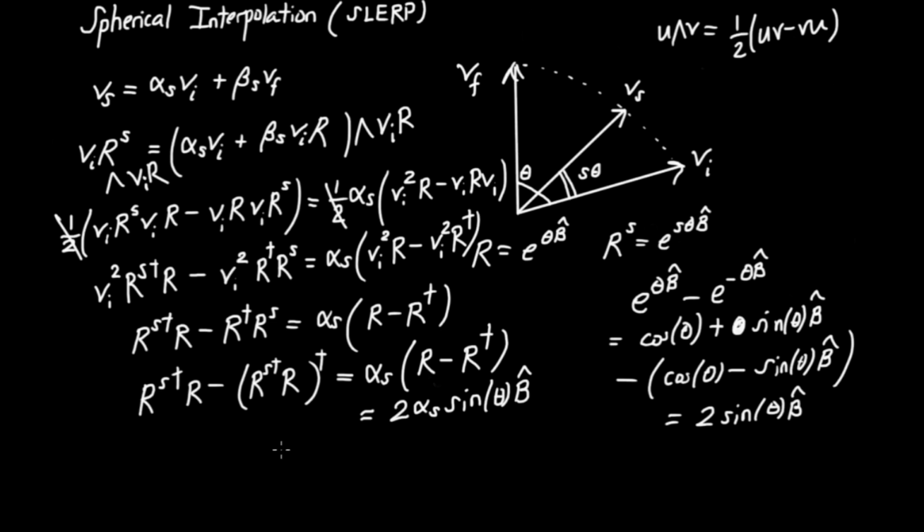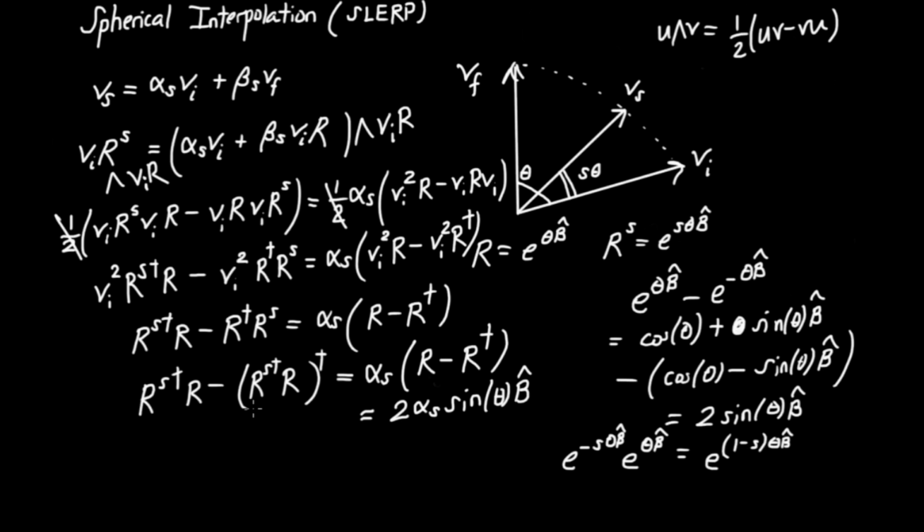Now, formally, we have something very similar going on the left-hand side. We have a rotor minus its dagger. So we're actually going to get something very similar to what we've just got out here on the right-hand side. Let's just consider what this product here is, what r to the s dagger times r is. So that's going to be r to the s dagger. Remember, that was e to the minus s theta b hat times, now r was just e to the theta times b hat. So just taking the product of those exponentials, that's going to be e to the 1 minus s times theta times b hat.